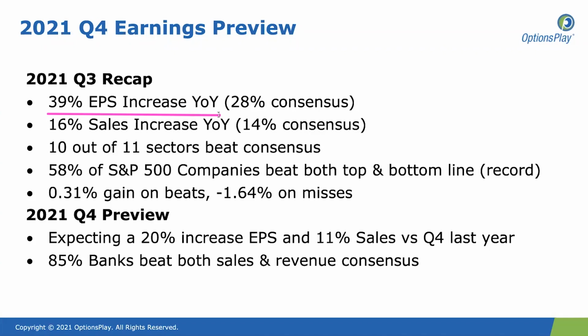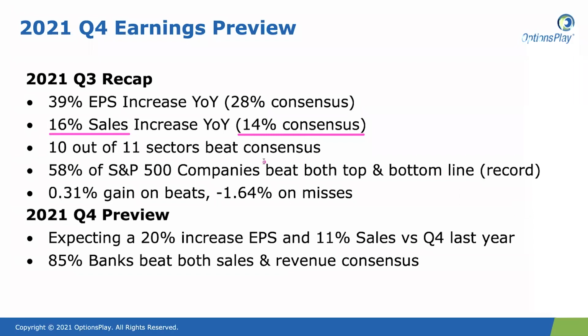But the important part is that consensus was that earnings were going to increase by about 28%, but we actually came in at about 39%. So corporate earnings were stronger than analysts were expecting. Now, this is the bottom line, meaning earnings, but on the top line, in terms of revenue, expectations were that sales would be 14% higher than last year. It came in slightly higher than that, at 16% higher than the previous year.